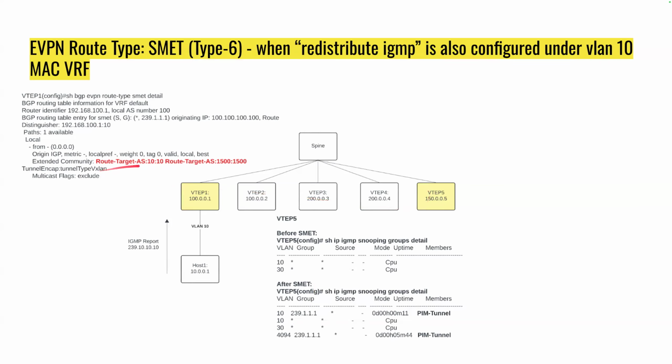So is this point clear? Like when we can also generate SMET with both L2 and L3 RTs, or just L3 RT here. If you want to generate with both L2 and L3 RTs, we need to have redistribute IGMP under that VLAN 10. Once we give that configuration, we'll also include the L2 route target with the existing L3 route target.